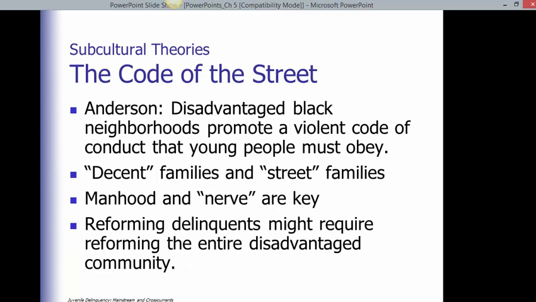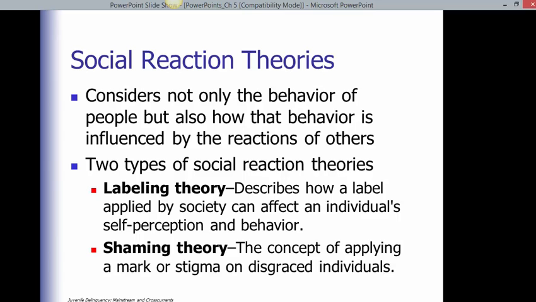The Code of the Street. Anderson. Disadvantaged black neighborhoods promote a violent code of conduct that young people must obey. Decent families and street families. Manhood and nerve are key. Reforming delinquents might require reforming the entire disadvantaged community.